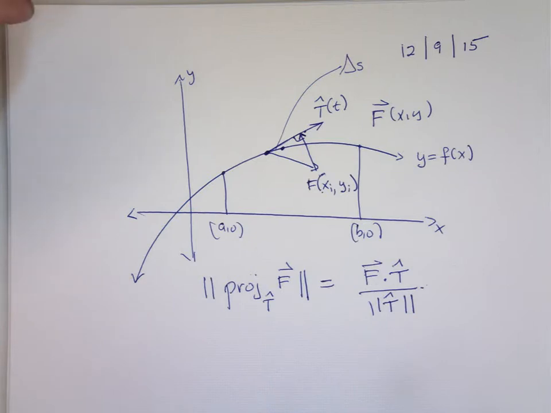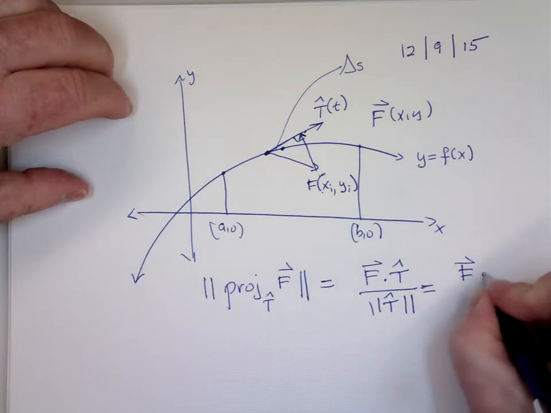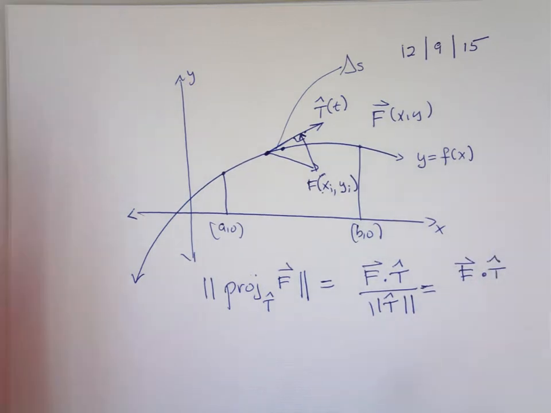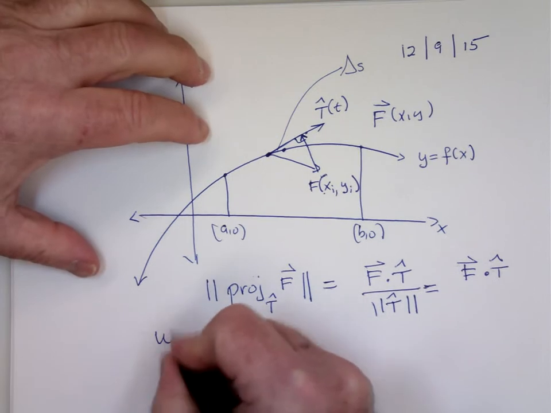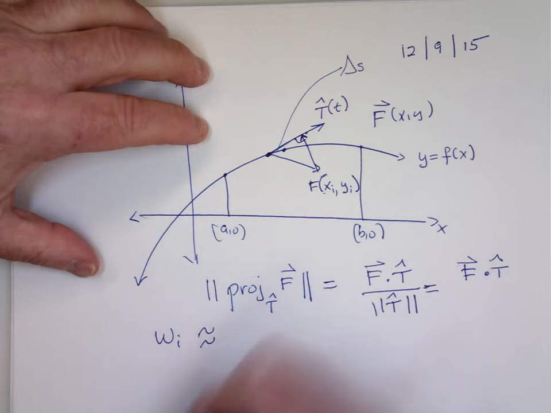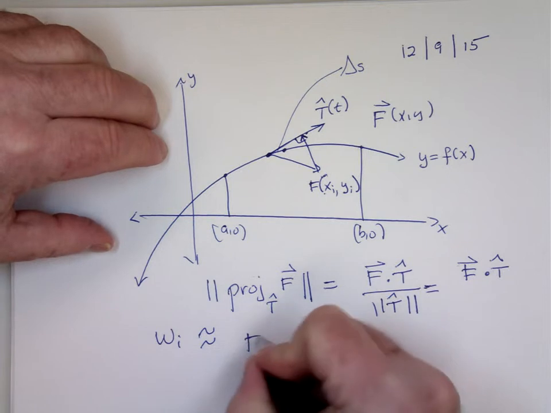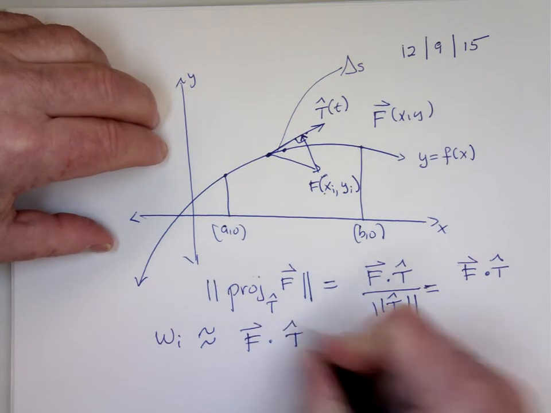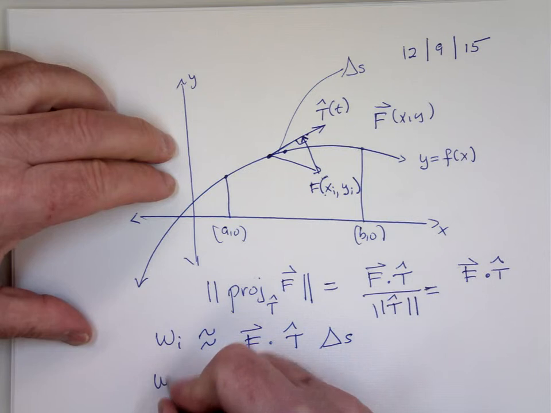What's the magnitude of that unit vector? 1. Yes, it is. So the amount of force in the direction of motion is that dot product. What is that little element of work in this interval? It's approximately equal to the force in the direction of motion times the distance, because that's what work is, force times the distance.